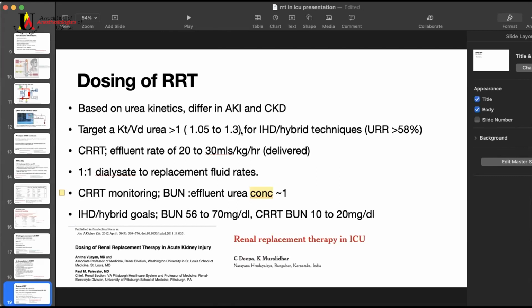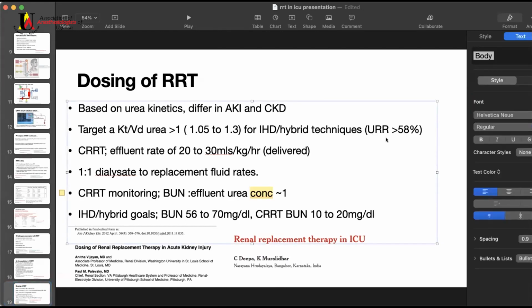How do I say it? I think in a certain study, they were talking about a urea reduction rate of about 58% as the target, and that was associated with improved outcomes. Now, urea is just something we can easily measure, but it's not the best to use in terms of assessing effectiveness of the therapy.